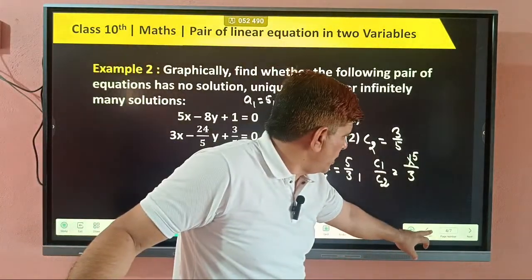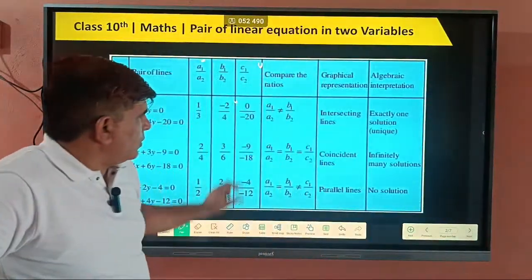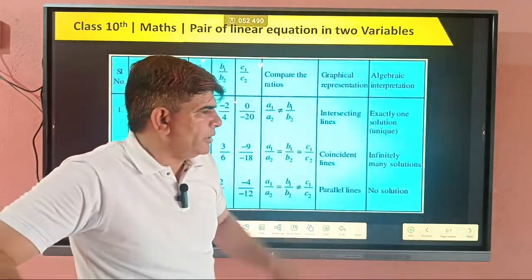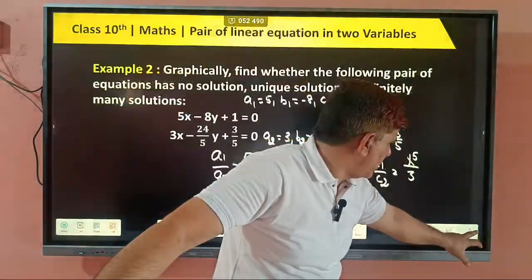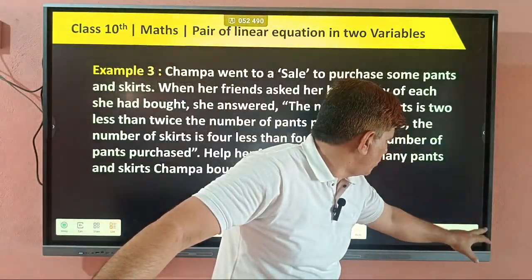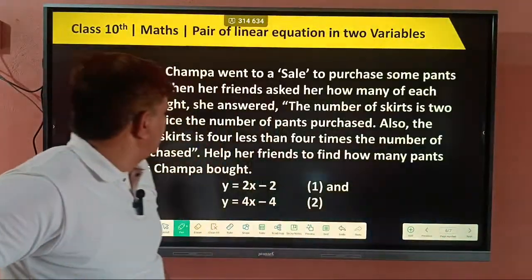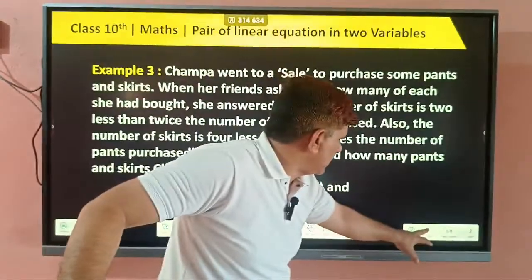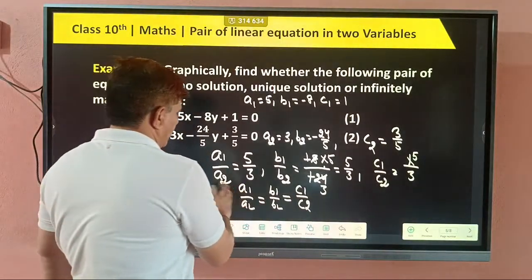If you don't know, come here. All are equal: A1 by A2, B1 by B2, C1 by C2. Then what happened? One line is lying on the other. It means infinitely many solutions exist. How many solutions? Infinitely many solutions exist. So how can we draw the graph of it? The graph we can easily do.